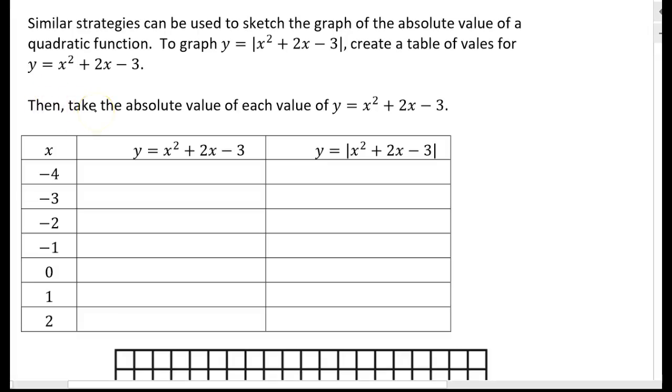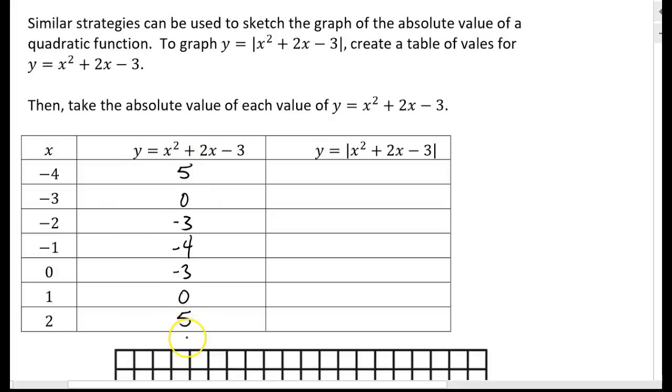Okay, so we can actually do the same idea when we're dealing with quadratic equations or quadratic functions in addition to linear equations and linear functions. So the first thing you want to do is just work with the parent function, and then we'll see what happens when we take the absolute value of it. So when we take negative 4 and we plug it in here, we get 16 minus 8 is 8, minus another 3 is going to be 5. Then we get negative 3, so that's 9 minus 6 is 3, minus 3 is 0. Negative 2, plug it in and complete the table for this one. You guys know how to do that.